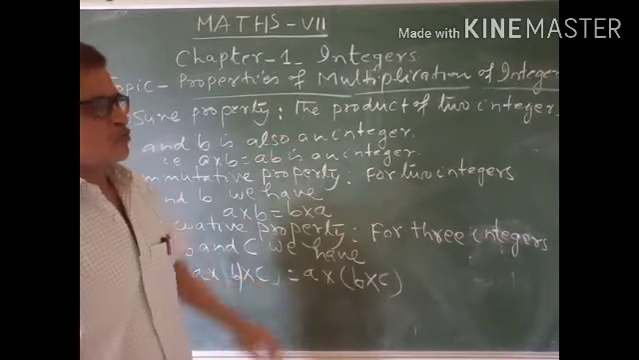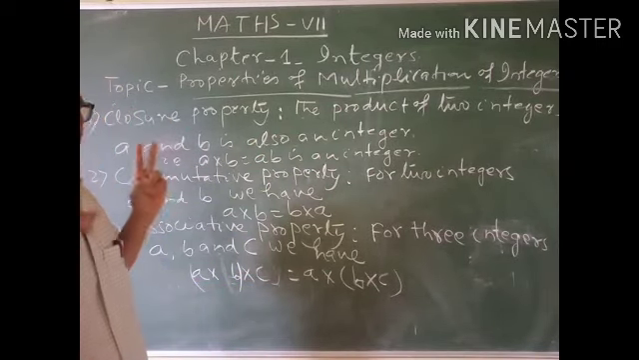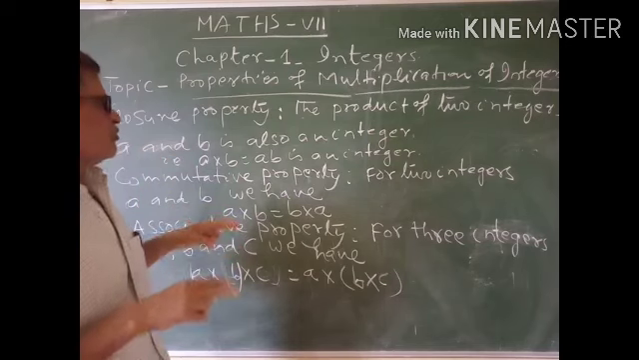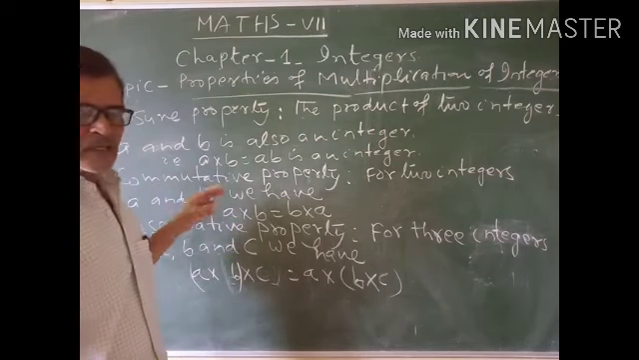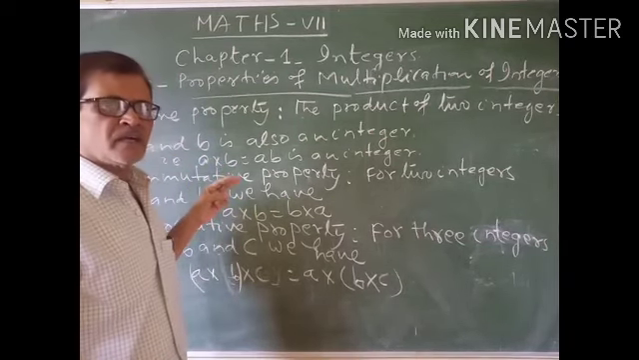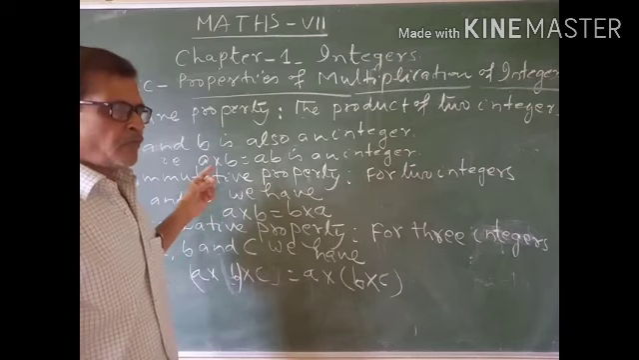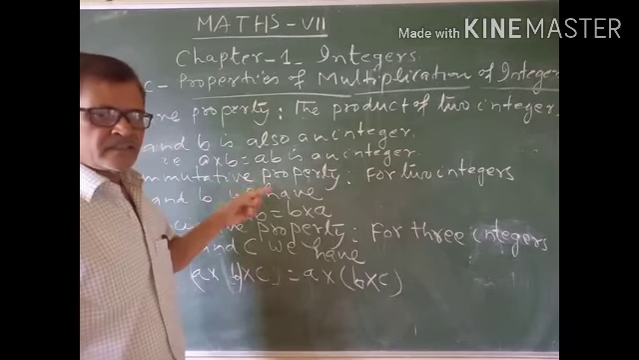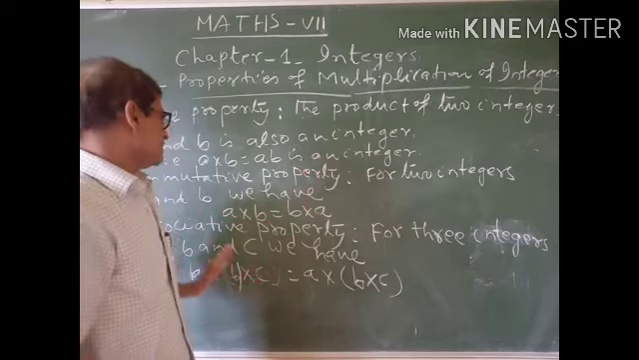The product of two integers is also an integer. Suppose that there are two integers 5 and 6, then 5 into 6, 30, it is also an integer.